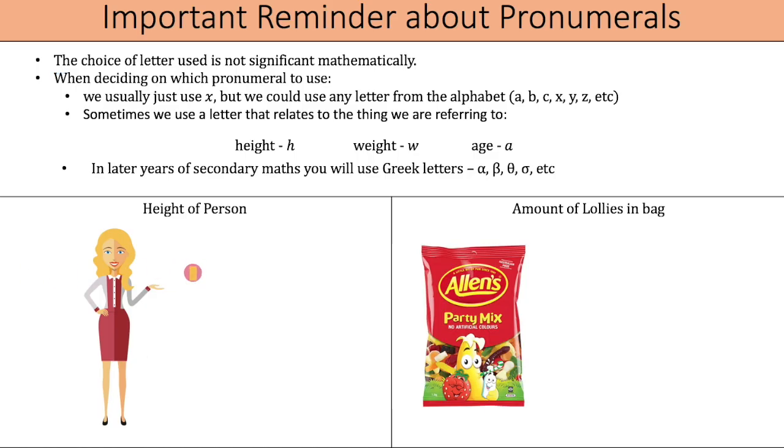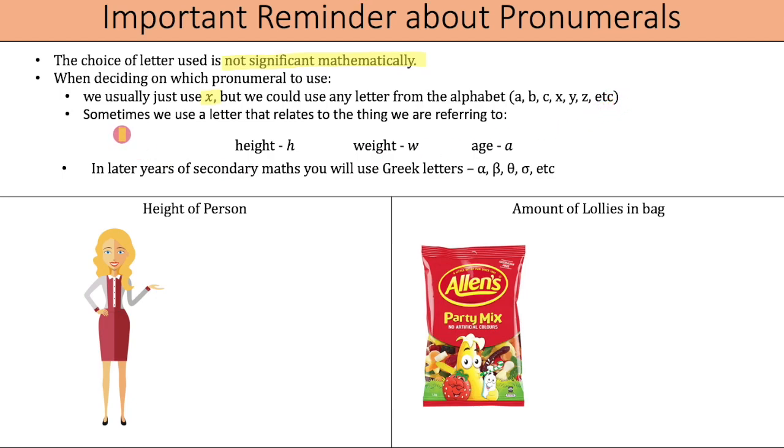Now, before we move on, I want to give you an important reminder about pronumerals, and that is that the choice of letter used is not significant mathematically. So that's really important that you appreciate the fact that the letter that we use for our pronumeral is not significant mathematically. So when deciding on which pronumeral to use, we usually just use X. But we could use any letter from the alphabet, A, B, C, X, Y, Z, etc.